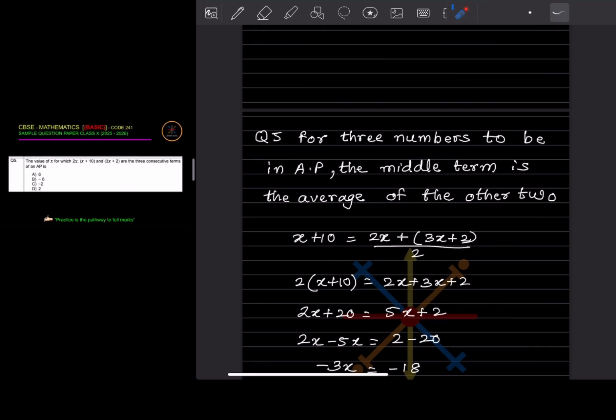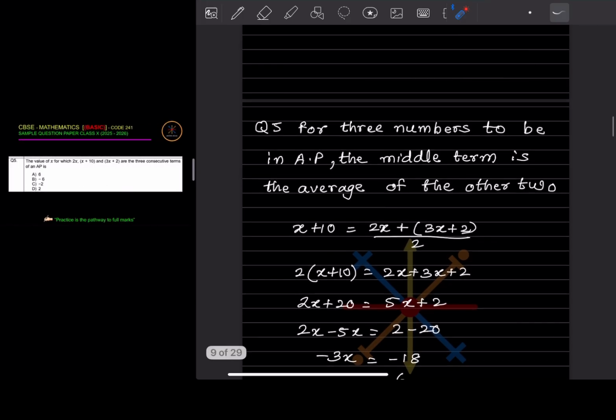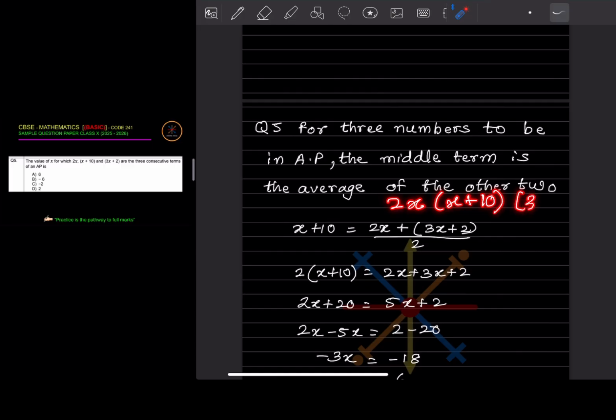Now question number 5, the value of x for which 2x, x plus 10 and 3x plus 2 are three consecutive terms of an AP. So now for these three numbers to be in AP, the middle term is the average of the other two. So here the first term is 2x, it's given in the question. Then the second term is x plus 10, and the third one is 3x plus 2. So which is the middle term? This is the middle term. So the middle term is the average of the other two.